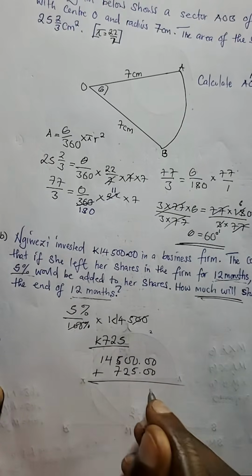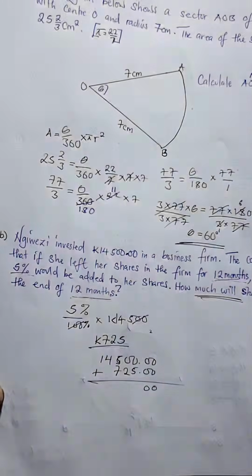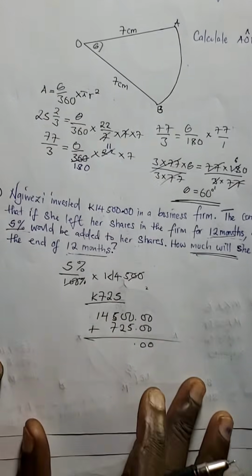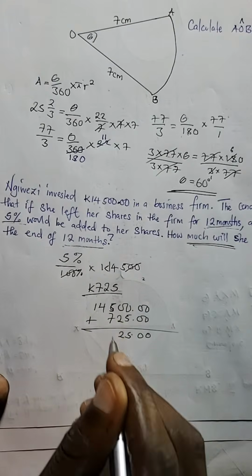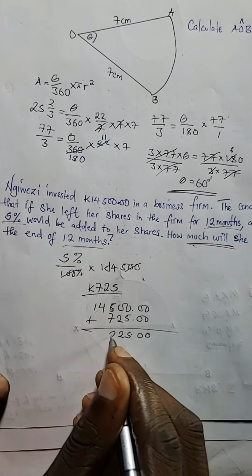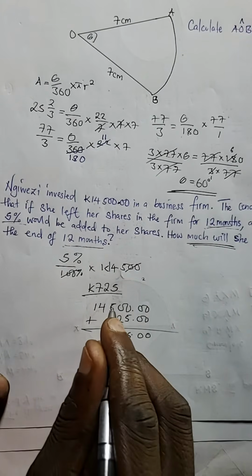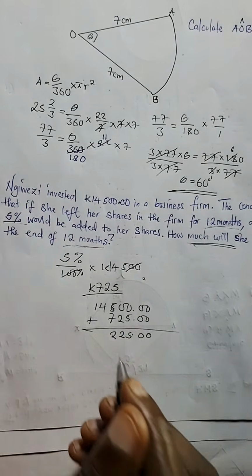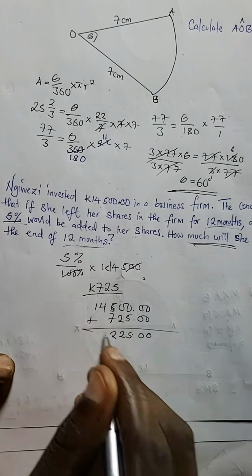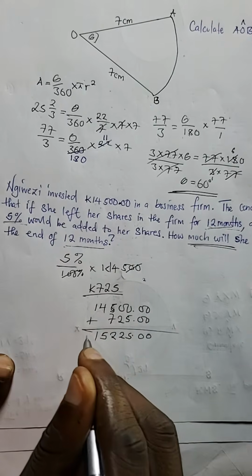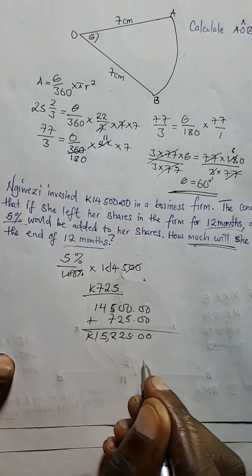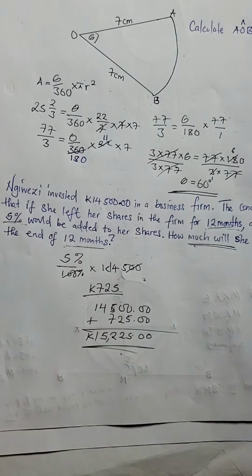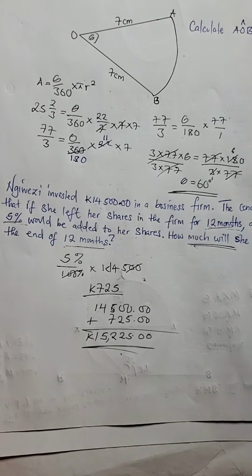725.00. So when you add here, we're going to have 00. Then here we're going to have 5, 2. This is also a 2 if I'm not mistaken, because 5 plus 7 is 12, so 2 carry 1. 4 plus 1, 5, so 15,225 kwacha. This is the answer. This is the amount she's going to receive.